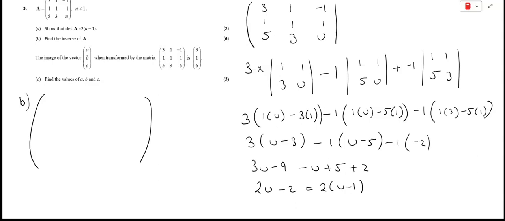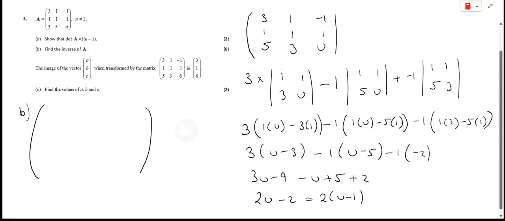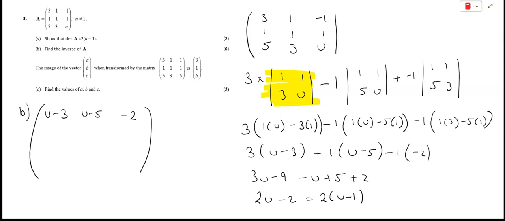So for example, if I'm doing the minor for the 3, the first entry, then we do the determinant that we did in part A of those 4 entries, and I know that gives me u minus 3, so I write u minus 3 here. And so the next one will be u minus 5, and the last one will be minus 2.